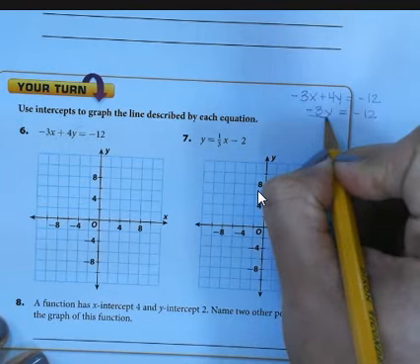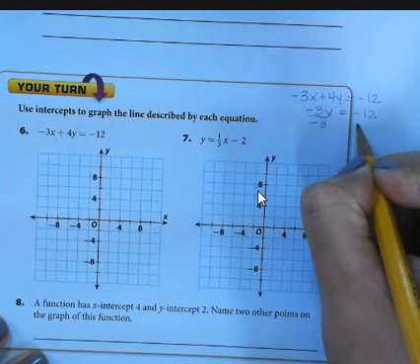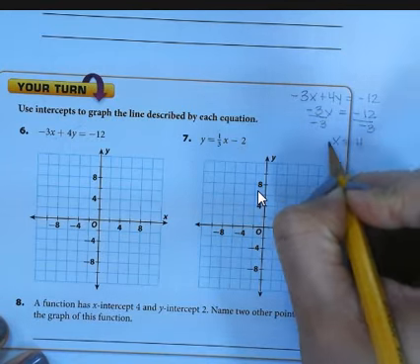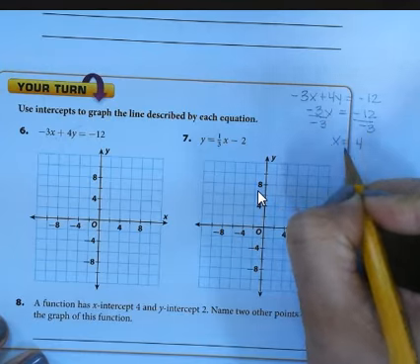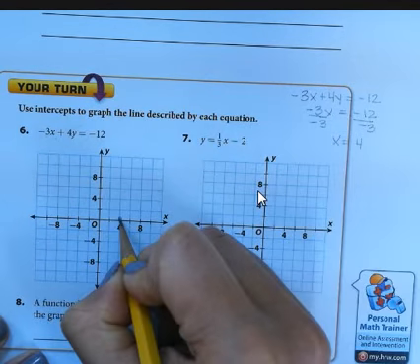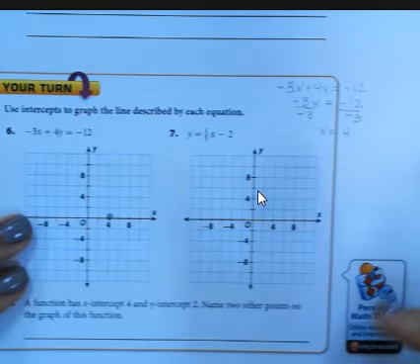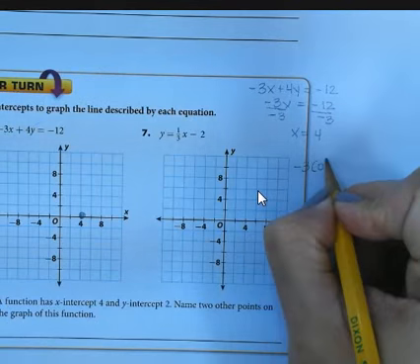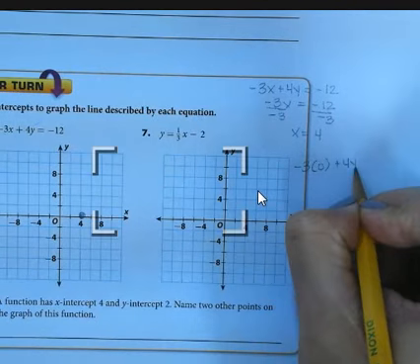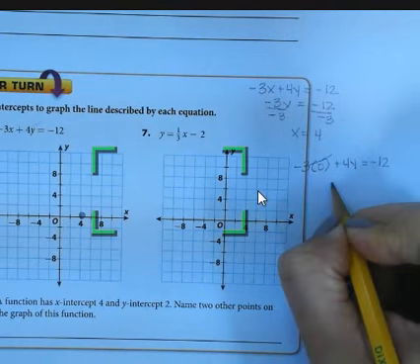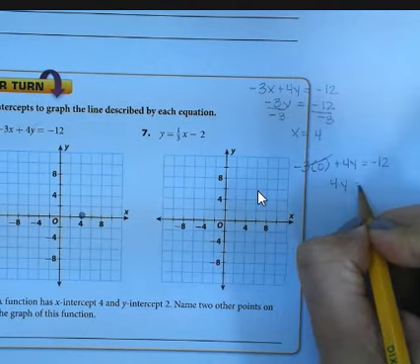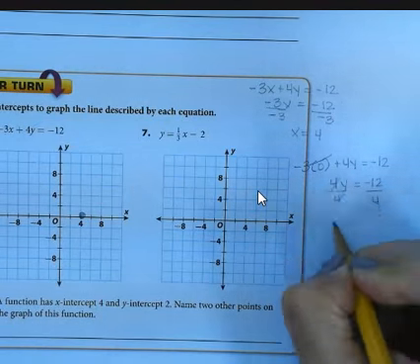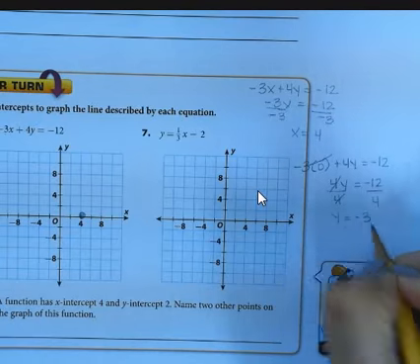Okay, using that same idea with my y-intercept, I'm now going to make my x equal to 0. So I have 4y equals negative 12. Again, when I divide by positive 4 on both sides, I have that y equals negative 3. And so that's going to be somewhere around here. Now that I have my 2 points, I can put a line through both of those, hopefully better than this. Hopefully you guys are using rulers. And so that's what it would look like.